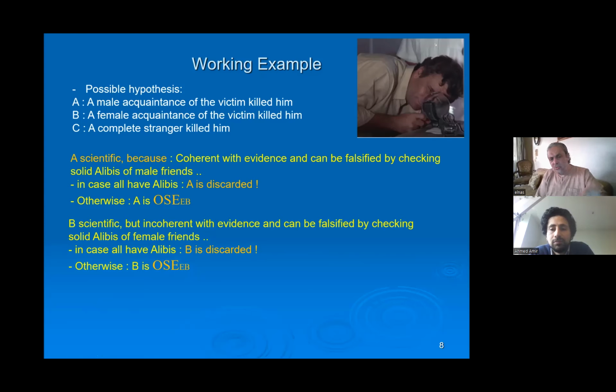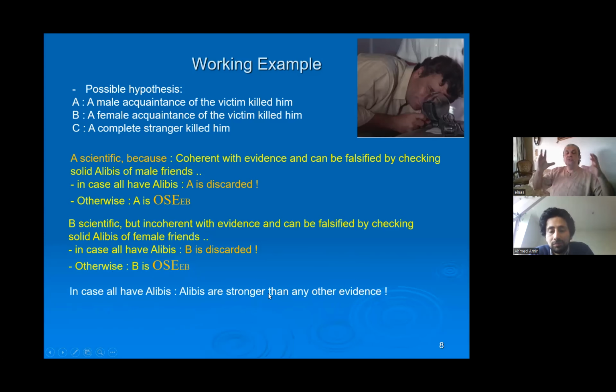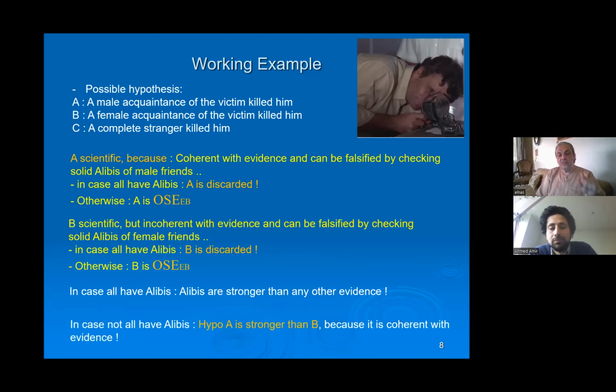But which hypothesis is stronger in that case? Of course, the first one is stronger because it doesn't contradict the footprints. In case all have alibis, the alibis are stronger than any other evidence. If someone can prove to you that he was not at the scene of the crime, then you must discard him. Even if you find evidence that he was there, maybe this evidence was put there deliberately. So in case all have alibis, the alibis are stronger. In case not all have alibis, hypothesis A is stronger than B because it is coherent with evidence.